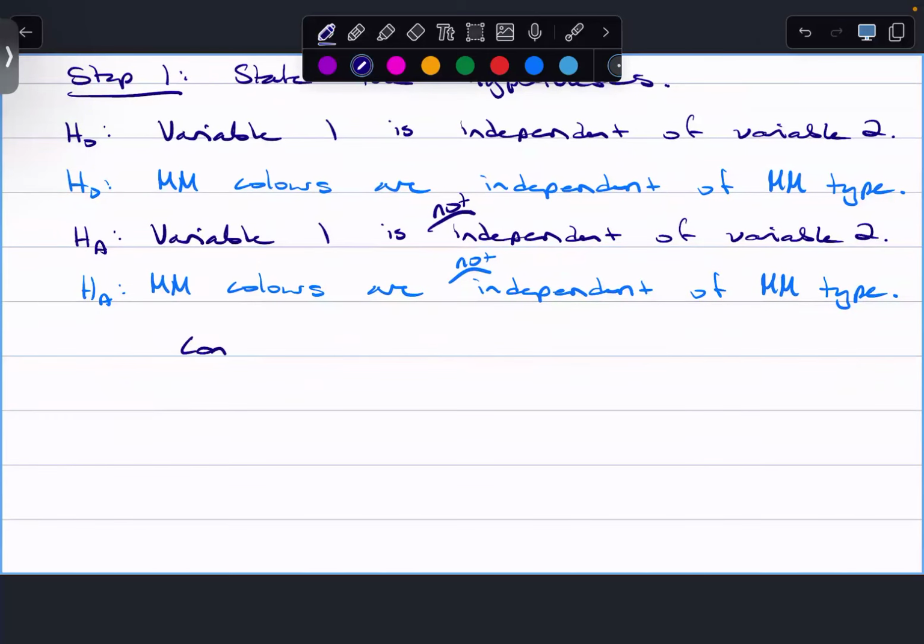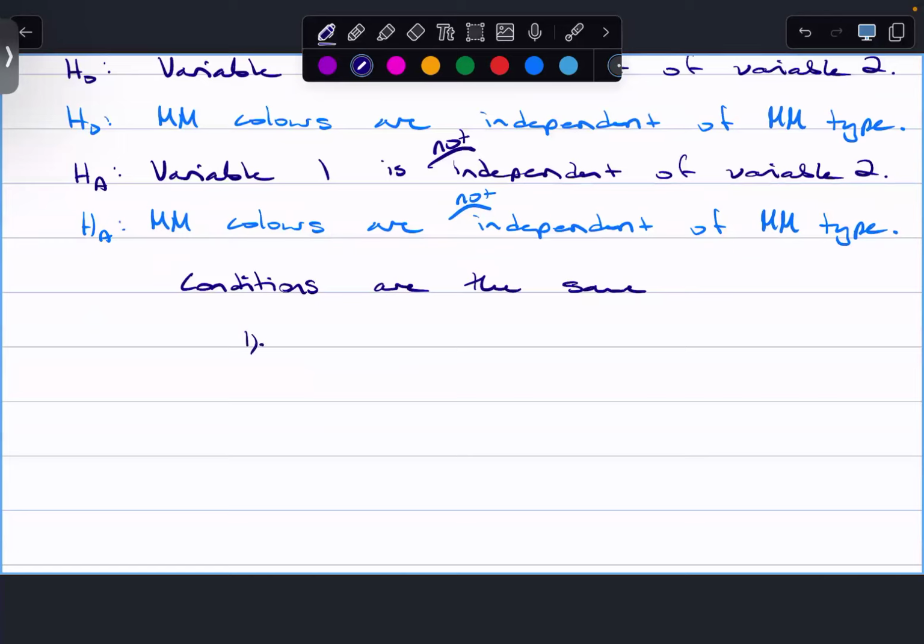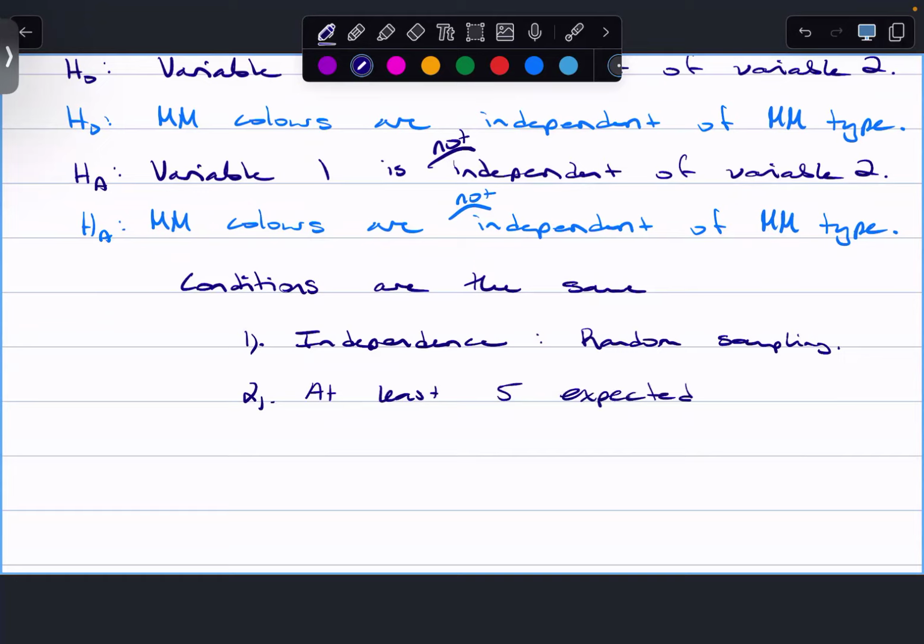The conditions are the same. I'll jot that down. Conditions are the same. You have to have independence. I said I wasn't going to write them down, but I can't help it. Random sampling ensures that that's true. And you have to have at least 5 expected counts in each cell.